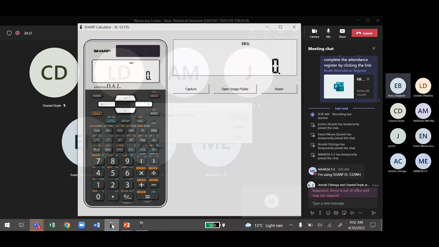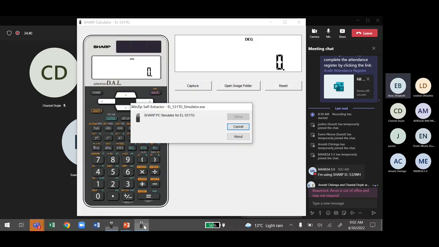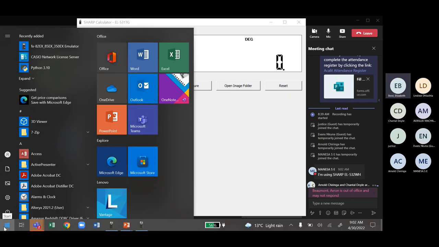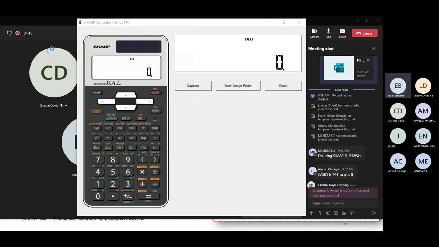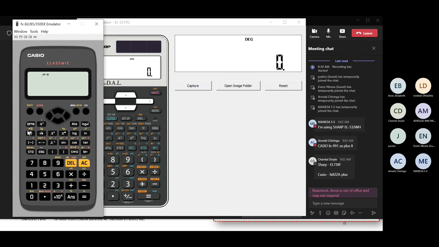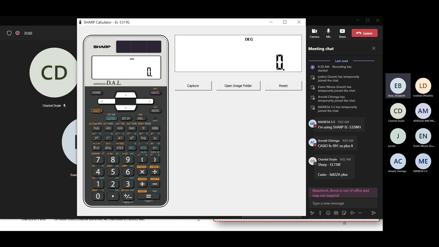Just a sec. I closed it by mistake. I can just open it. Does it look like this? Does it have a fraction thingy? Let's open another one. Just give me a second.